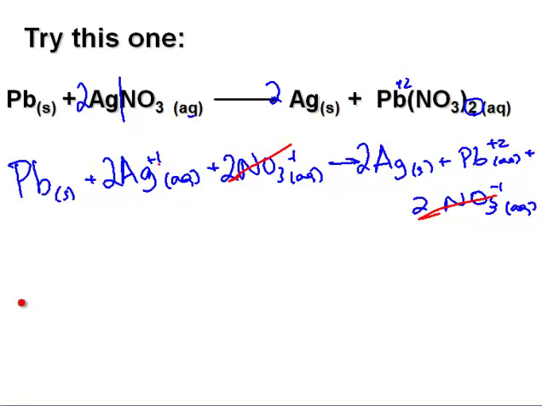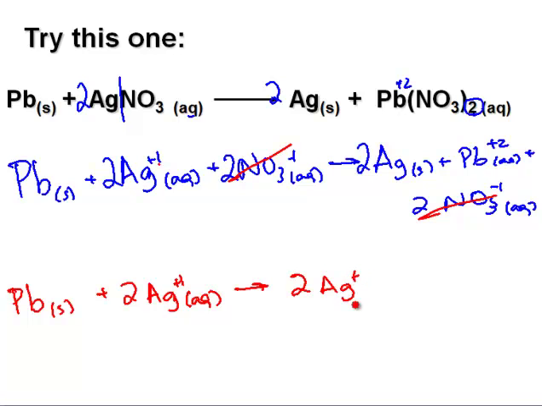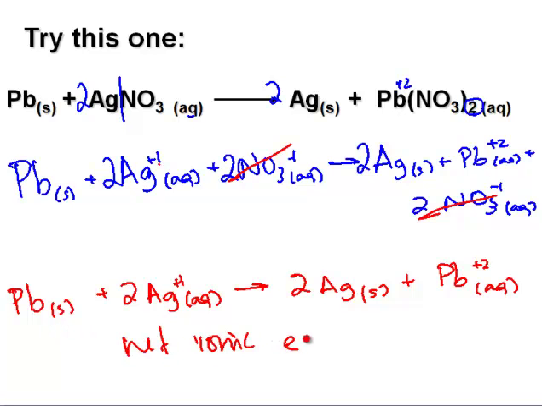So my net ionic equation would be Pb, solid, plus 2 Ag plus 1, aqueous, yields 2 Ag, sorry, get rid of that plus 1. I didn't need that at all. My bad. Okay. Ag solid plus Pb positive 2 aqueous. Okay? This is my net ionic equation.